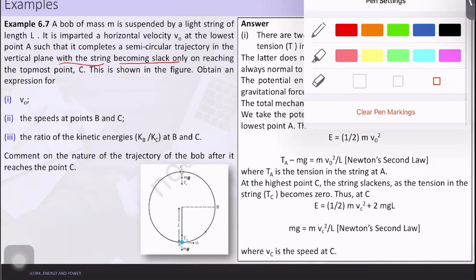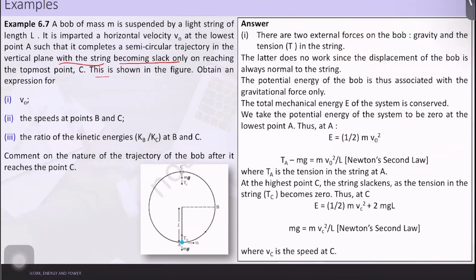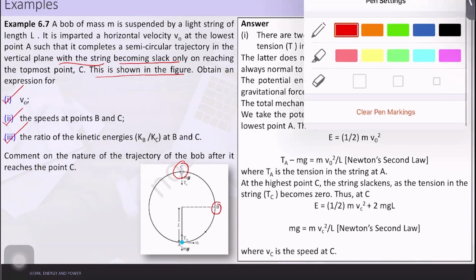This is shown in the figure. Now we need to do three things. First of all, we need to obtain the expression for v0, basically relating energies or potential energy with the velocity value. Second, the speeds at points B and C, where B is the halfway point and the topmost point is C. Last, the ratio of the kinetic energies, KB by KC, at B and C. Also comment on the nature of the trajectory of the bob after it reaches point C. That is just the explanation part.